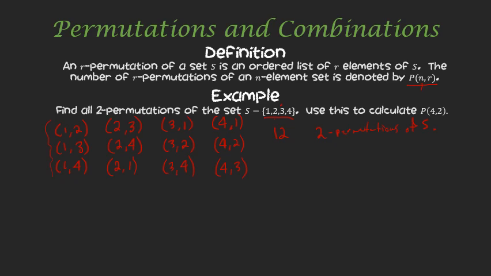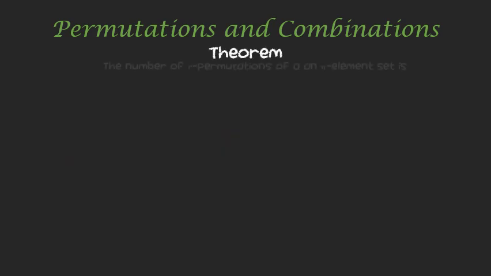So if a set has n elements, how many r-permutations are there? In this case, we just calculated a set with 4 elements. So we calculated the number of 2-permutations of a 4-element set, and we found that that was 12. So what we'd like to do is come up with a formula. Given n and r, what is this number based on n and r? All right, how can we do that?